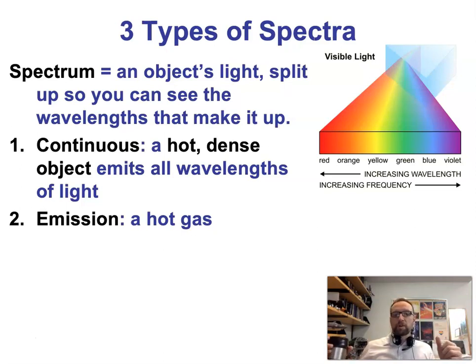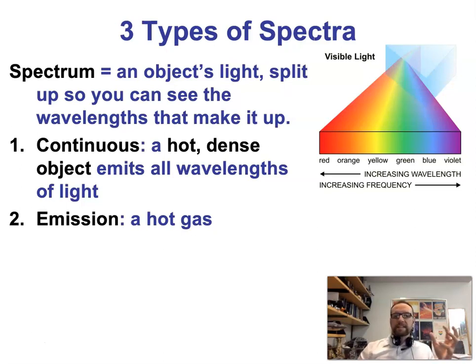There are some things that you would want to know about objects like stars, nebula, galaxies, planets, that you can't know from just the continuous spectrum. So that's where our second and our third types of spectra come in. The second type of spectra, the emission spectrum, is what you get from a hot, low-density gas. So why does a hot, low-density gas give you a different kind of spectrum from a hot, high-density object? It has to do with the way that low-density gases and light interact.